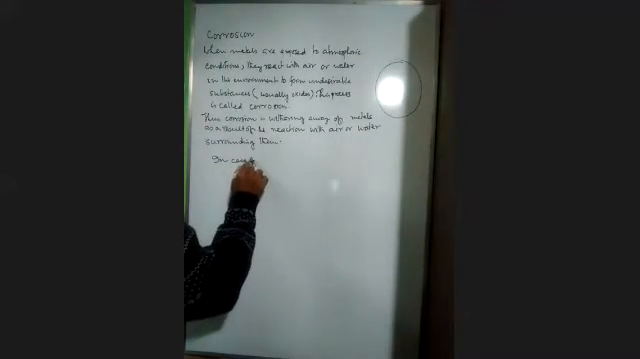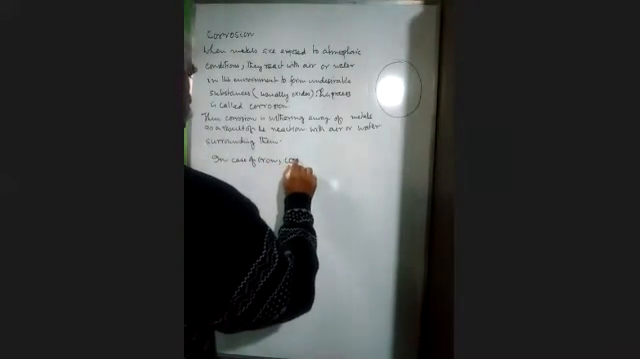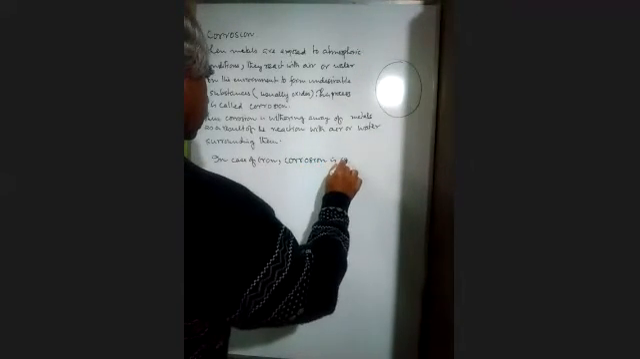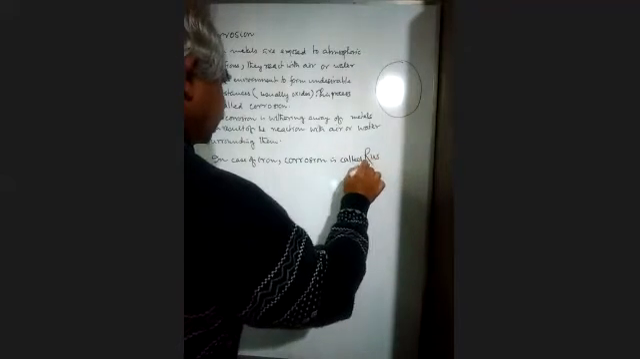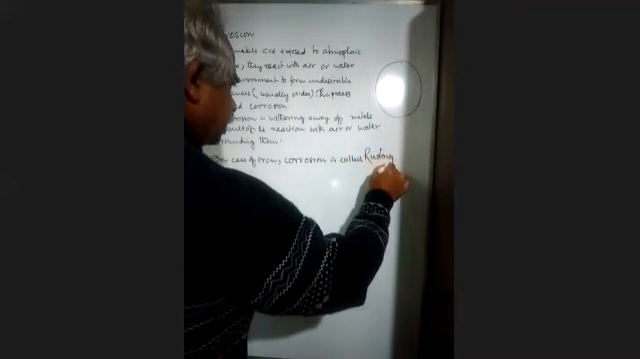Now, in case of iron, corrosion is called rusting. I should not write with capital letter, but still I am writing. It is called rusting. In case of iron, corrosion is called rusting. Okay. Now we'll get separate.